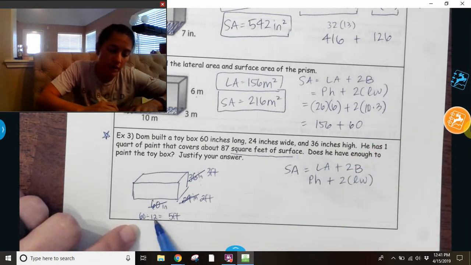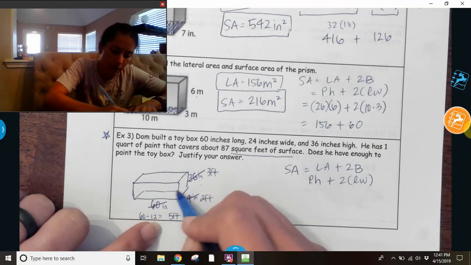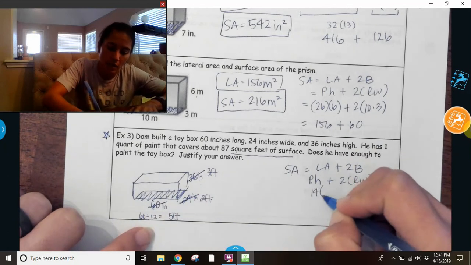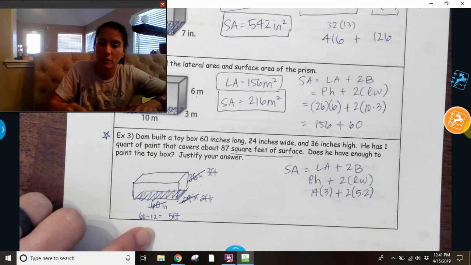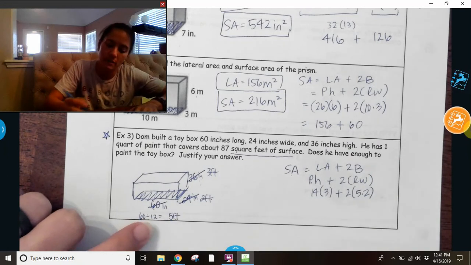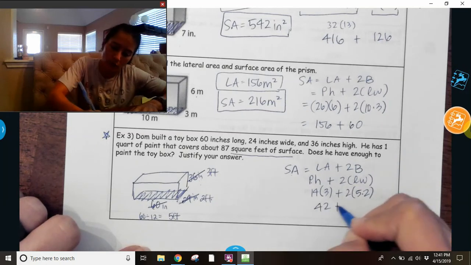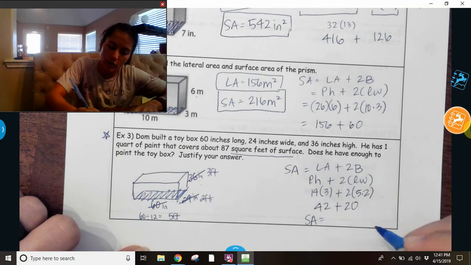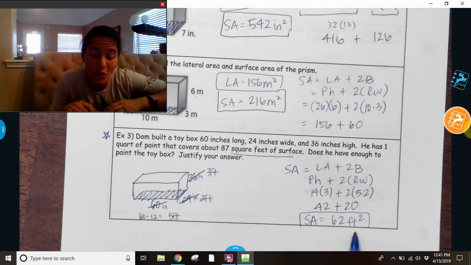So the perimeter of the base is 5 plus 2. So these are on the base. 5 plus 2 is 7, times 2 is 14, times 3. And then we're going to use 5 times 2 again because it's length times width of the base. 14 times 3 is 42. And 5 times 2 is 10, times 2 is 20. So the total surface area is 62 feet squared. So that's the total surface area. We didn't need to know just the lateral area. We needed to know the total.